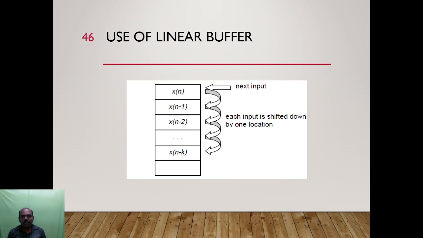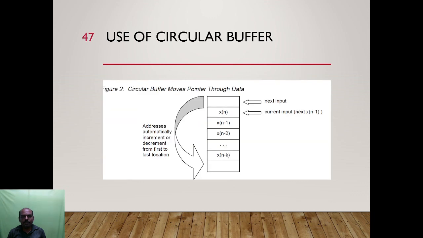We have linear buffer and circular buffer. This is the linear buffer instruction level. First one x(n), then x(n-1), then x(n-2), then up to x(n-k). Each input is shifted down by one location. The circular buffer addresses are automatically incremented or decremented from first to last location.